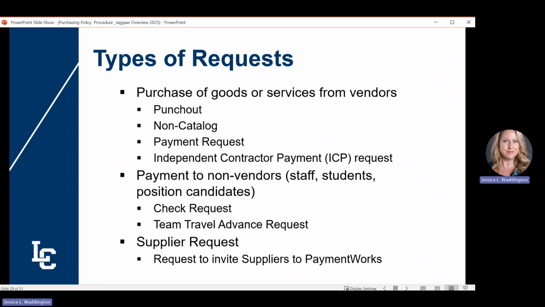Jagger supports several different types of requests. We use Jagger to enter a request for the purchase of goods or services from a vendor. This includes a punch-out, a non-catalog request, a payment request, and independent contractor payments. Jagger also supports payment to non-vendors, staff, students, and position candidates. These request types are a check request and a team travel advance request. Finally, we use Jagger for a supplier request to request vendors or suppliers to be invited to PaymentWorks.